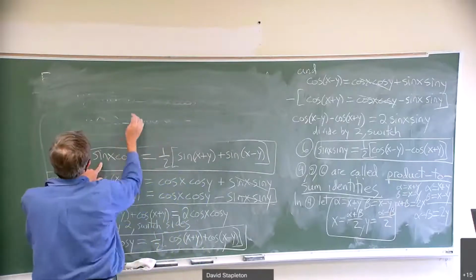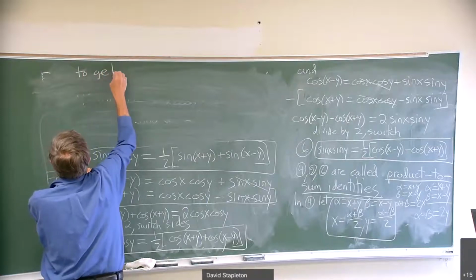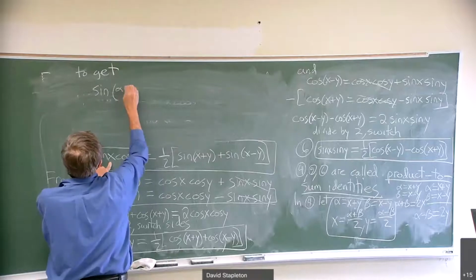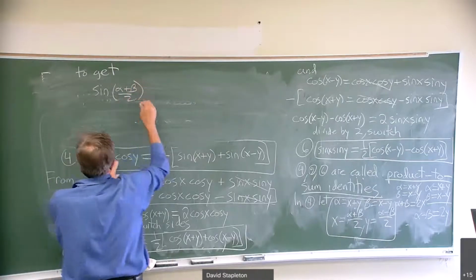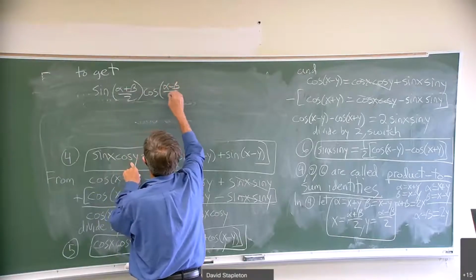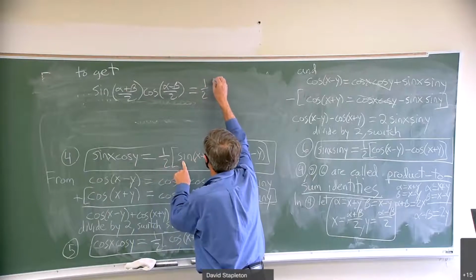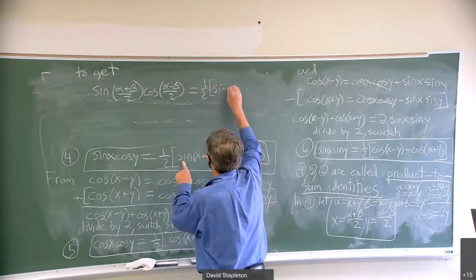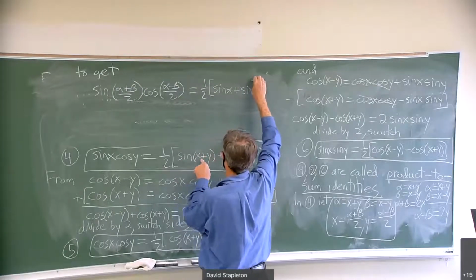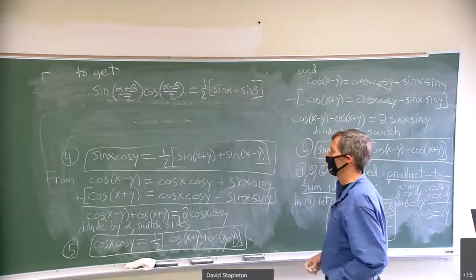Now what I got is, sine x gets replaced by alpha plus beta over 2, right? Y gets replaced by alpha minus beta over 2. And I have over here 1/2 sine alpha plus sine beta, because we made that substitution. This was alpha and this was beta. Right? Now I just have to multiply by 2 and switch sides.